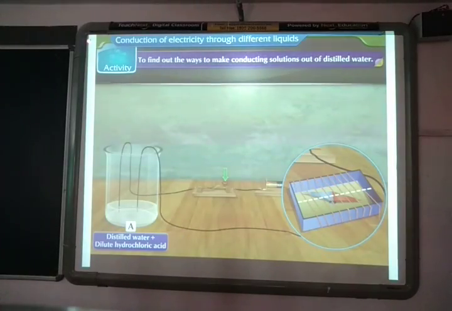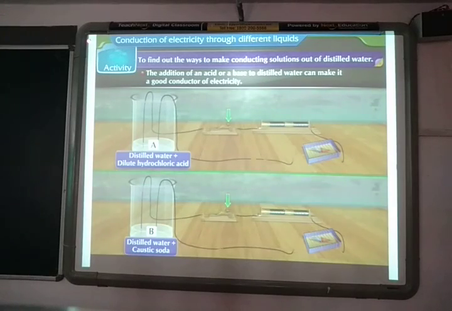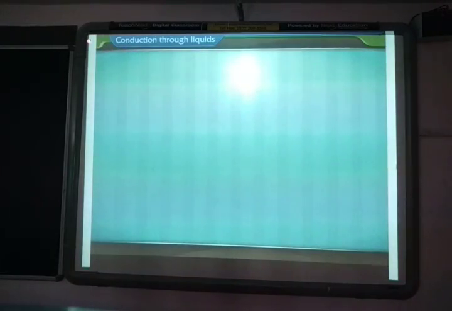Thus, we can conclude that the addition of an acid or a base to distilled water can make it a good conductor of electricity. Let's do a quick check.